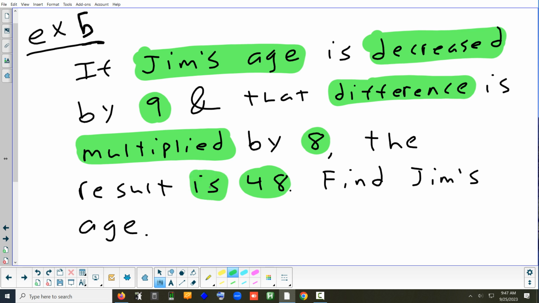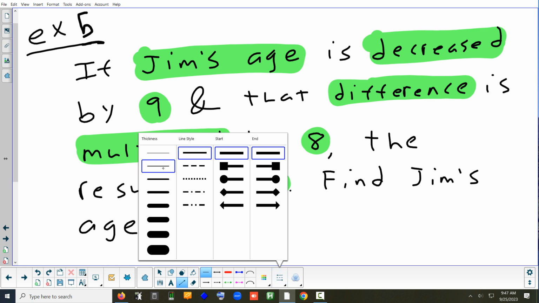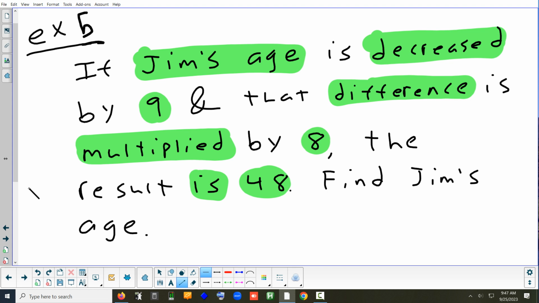So now let's see if we can start to translate what some of these things mean. What are we solving for here? Jim's age. Do we know Jim's age right now? No, that's what we're solving for. So we should pick a letter to represent Jim's age. We could use J for Jim's age.